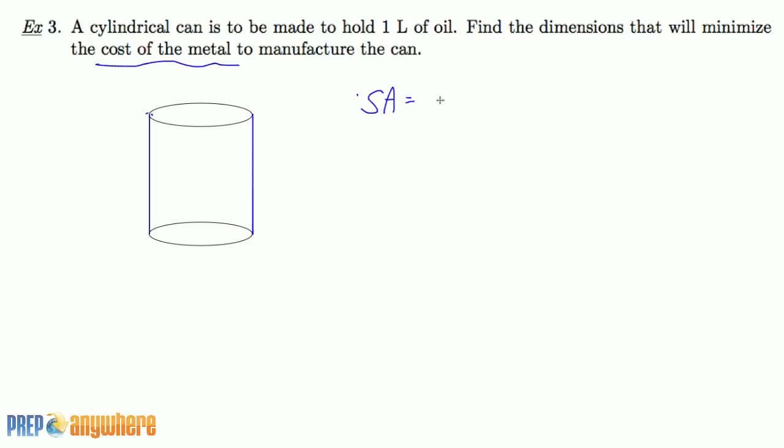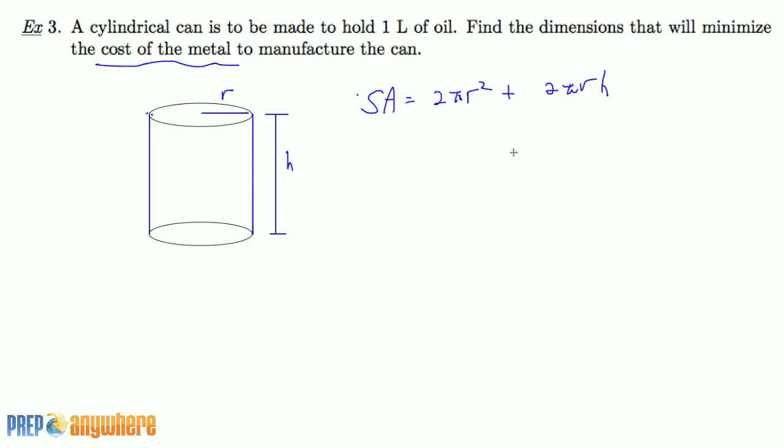So surface area, let's just label it as we know from before, is dependent on r and h. Right now we know it's 2 pi r squared for the top and bottom, plus the circumference, which is 2 pi r, times the height h, which gives you the side of the can. Okay, so that's one equation that we know, and that's what we're trying to optimize. What else do we know?